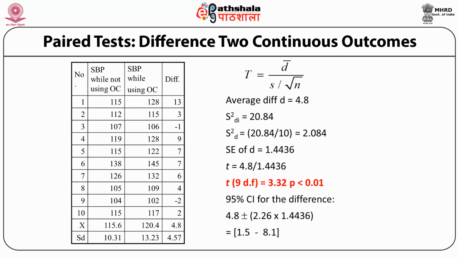The mean of the difference is 4.8, with a standard deviation of 4.57. Applying the formula d bar divided by s by square root of n and substituting all these values, we get that it is significant, and the 95% confidence interval will be 4.8 mean plus or minus 2.26 times the standard error of the difference.